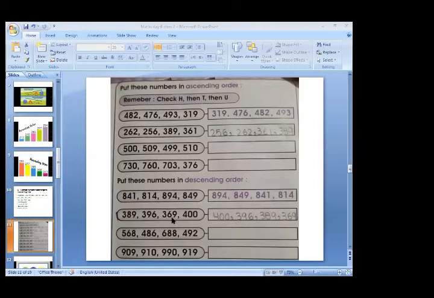Now we have left only 369. So at last we write 369. So these numbers are arranged from bigger to smaller. In descending order, we write first 400, then 396, 389, 369. In descending order, we start with the biggest number and end with the smallest number.